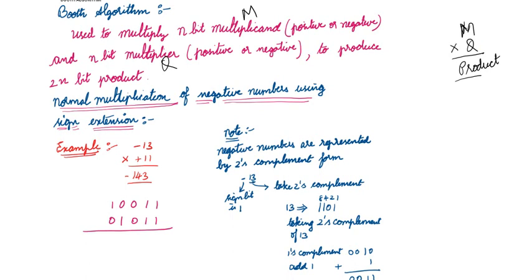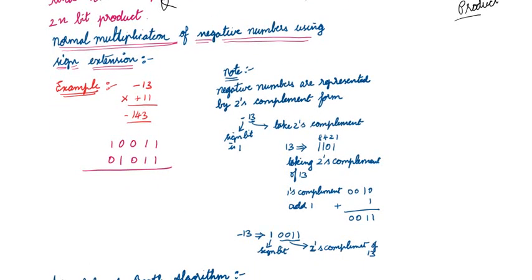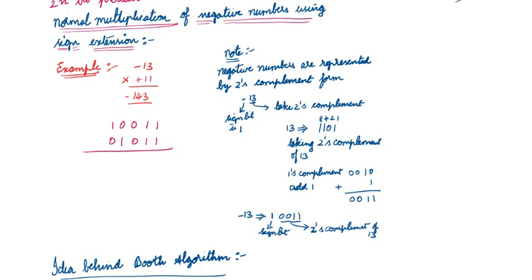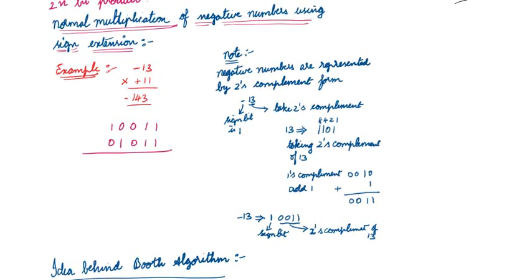Before going into the Booth algorithm, we have to understand how normal multiplication works. We are taking this example: let us multiply minus 13 with plus 11. The answer in decimal would be minus 143.